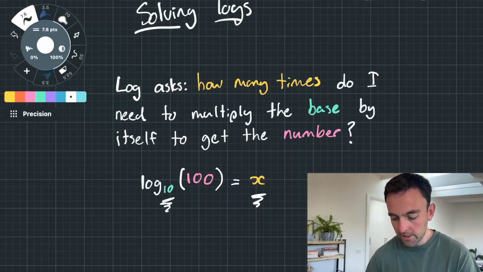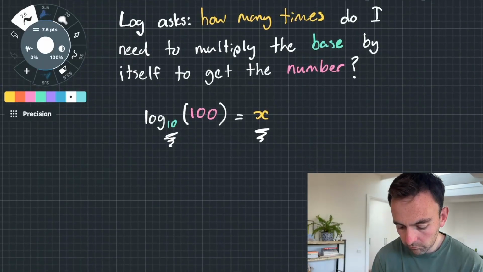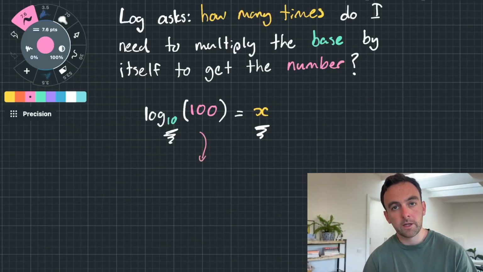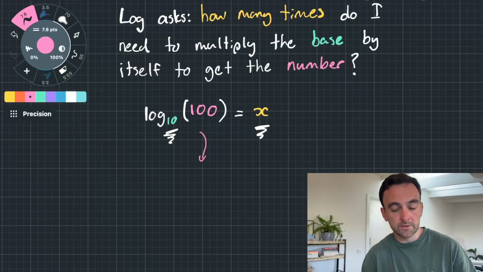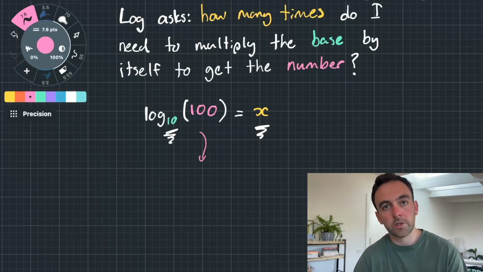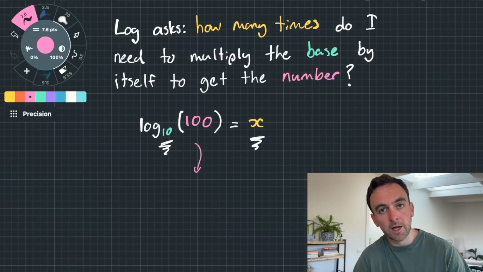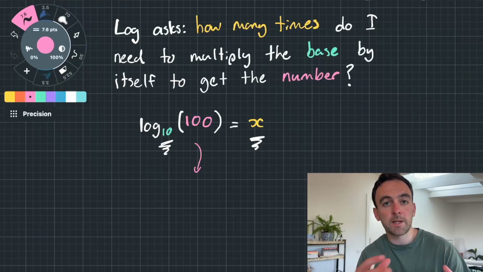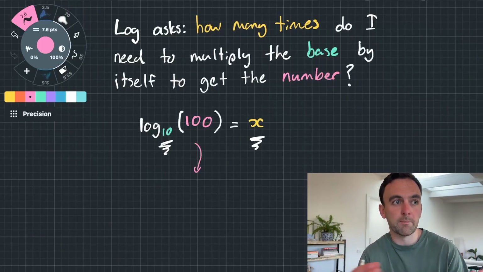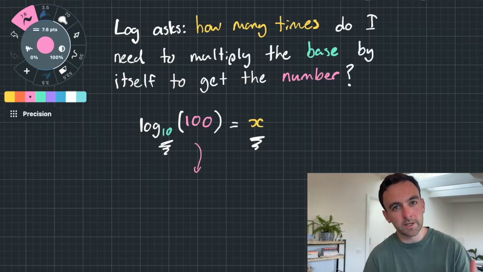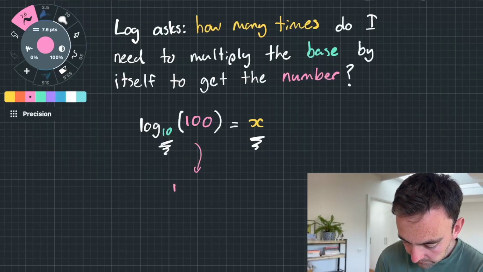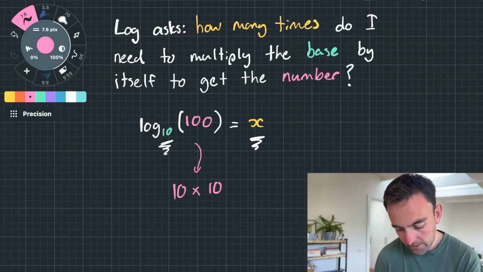But to break this down, I wanted to just rewrite this 100 in terms of the base. So we ultimately want to know how many times we need to multiply the base by itself. So if we could represent that number in terms of how many times we need to multiply the base by itself, then that will kind of help us get the answer. So you may know that 100 is the same as 10 by 10.